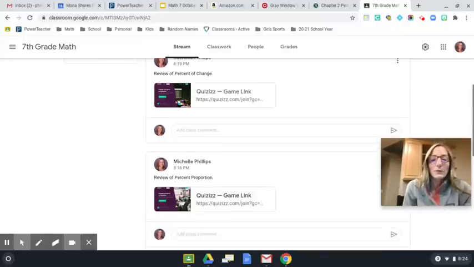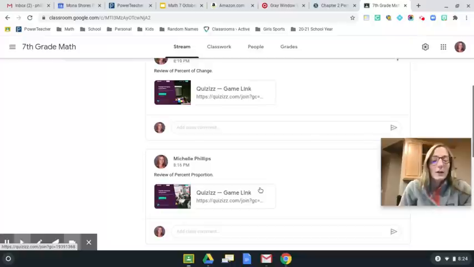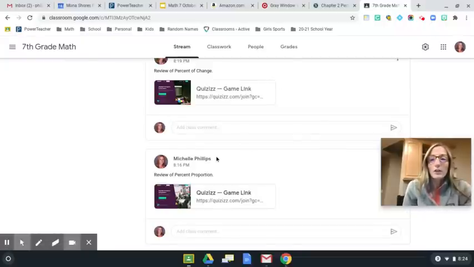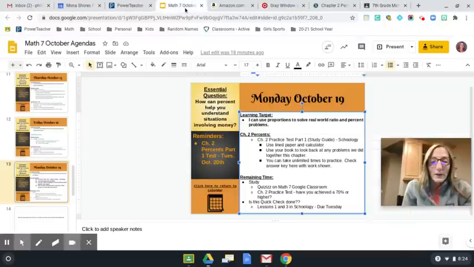And then the percent proportion as well. Those are your focuses and how we set up proportions and what you're going to see on your test tomorrow. So these are good to practice and study. And then obviously your practice test, right?